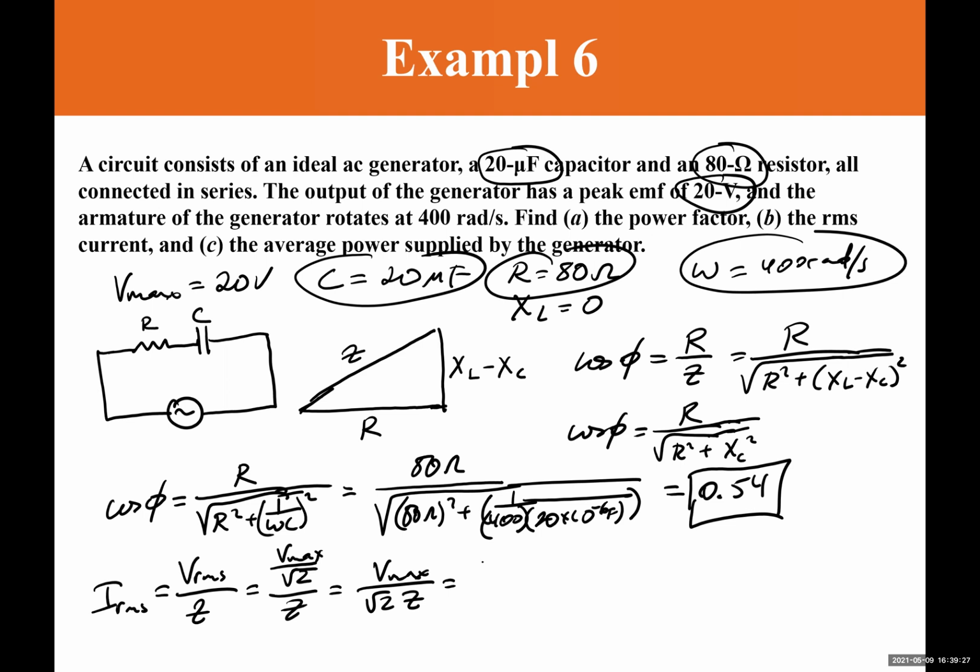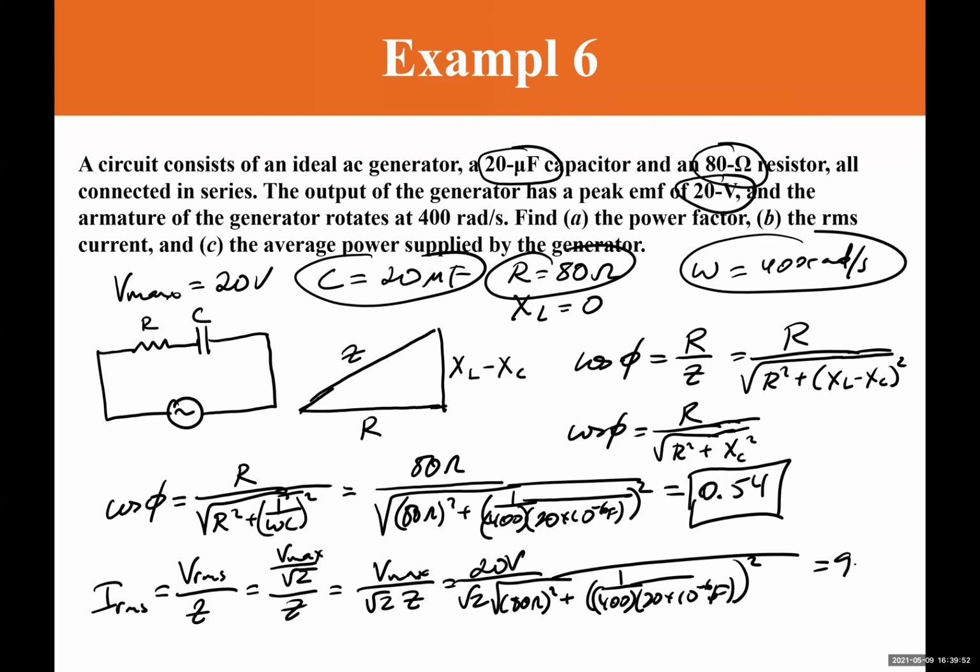My Vmax here is 20 volts. Then divide by the square root of 2, then times the impedance, which is 80 ohms squared plus 1 over 400 times 20 times 10 to the negative 6 farad, squared. I forgot to square that over there, so it should be squared. While plugging this in, we get 95 milliamps. There you go. So that's my answer for the RMS current.